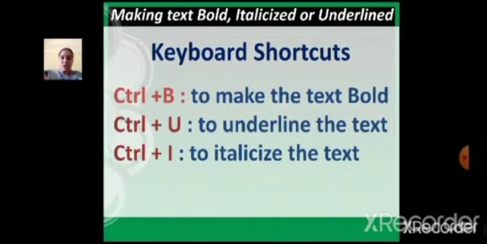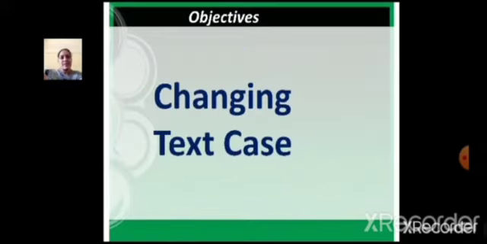We have shortcut keys also for these options. Ctrl plus B to make the text bold. After selecting the text you can use this. Ctrl plus U to make the text underlined, to get a line below the text. Ctrl plus I to italicize the text. These are the things which we learnt in our previous class.